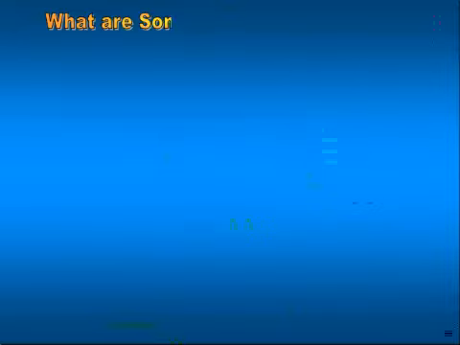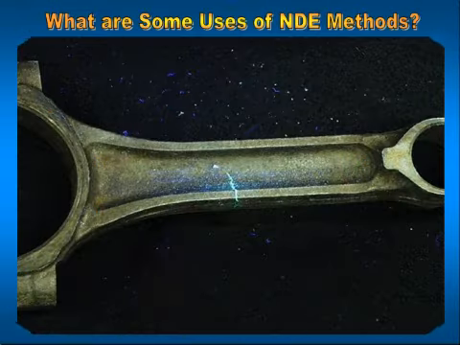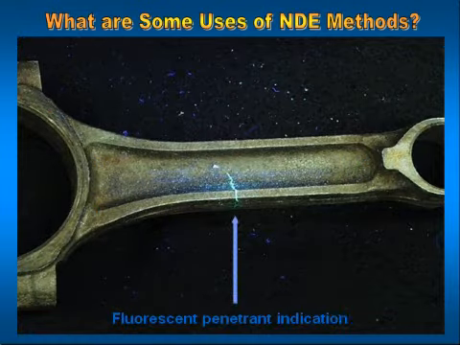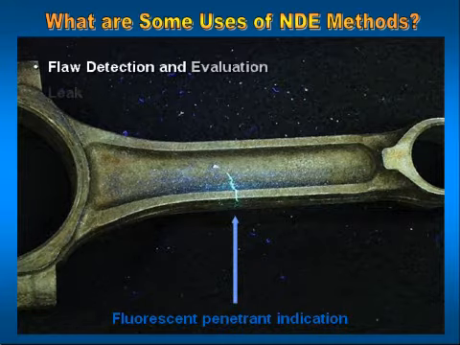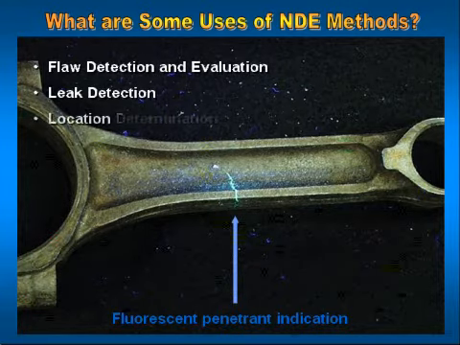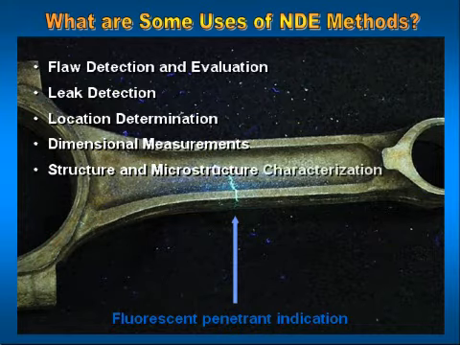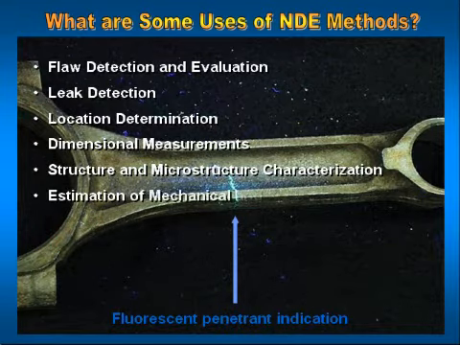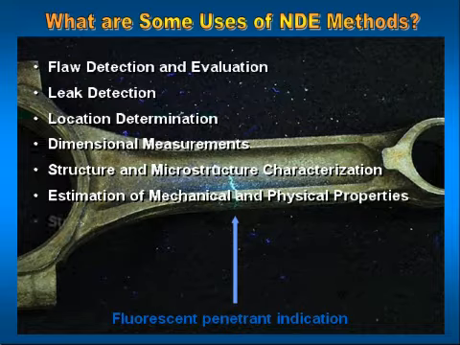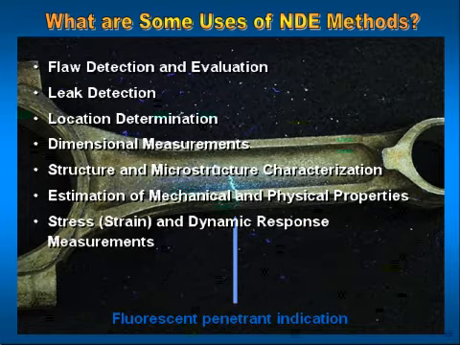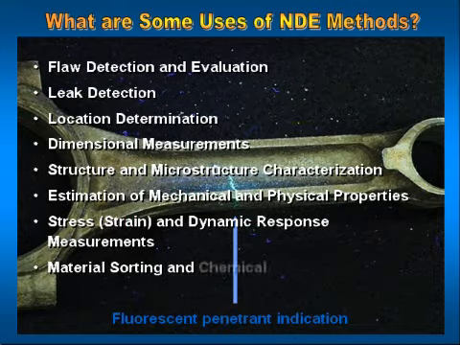What are some of the uses of NDE methods? Flaw detection and evaluation, leak detection, location determination, dimensional measurements, structure and microstructure characterization, estimation of mechanical and physical properties, stress strain and dynamic response measurements, and material sorting and chemical composition determination.